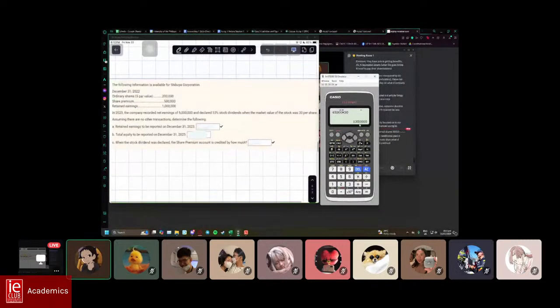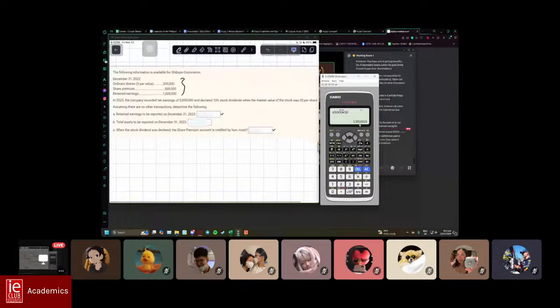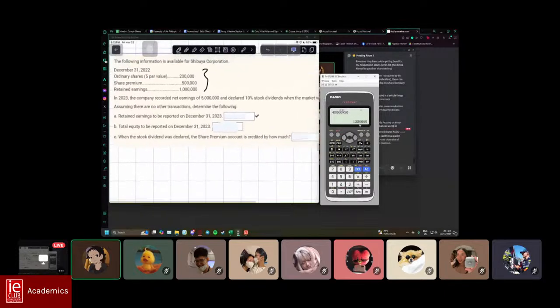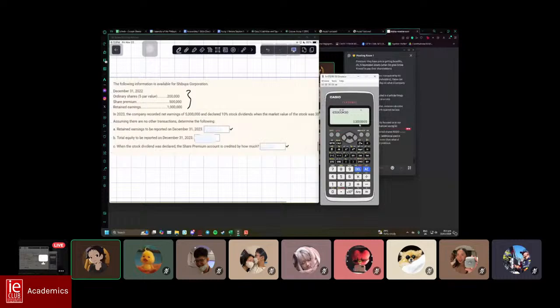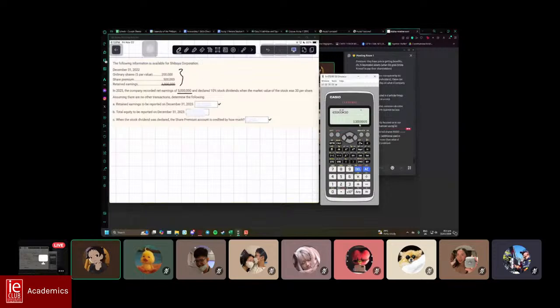Okay. The following information is available for Shibuya Corp. You got this. In 2023, the company recorded net earnings of 5 million and declared 10% stock dividends when the market value of the stock was 30 per share. Assuming there are no other transactions, determine the following. Retained earnings to be reported on December 31, 2023. So basically we already know our retained earnings here, 1 million. Then we know they earned 5 million more. But we also know that some of that earnings is going to be moved from retained earnings to stocks.